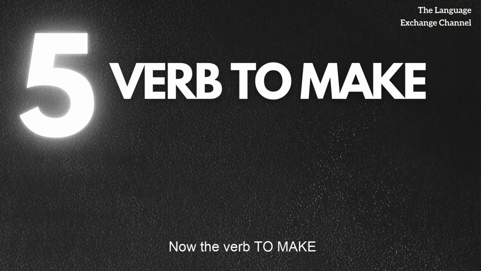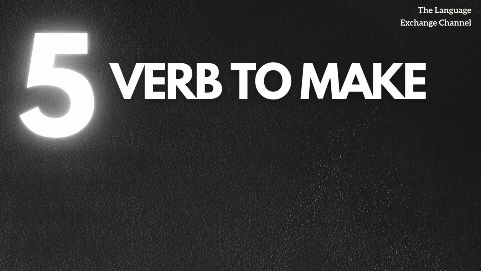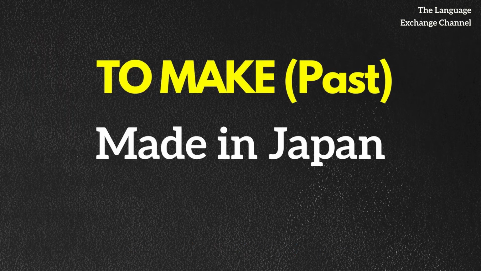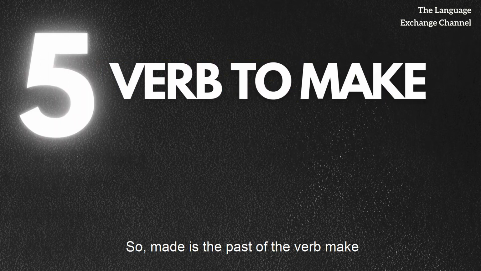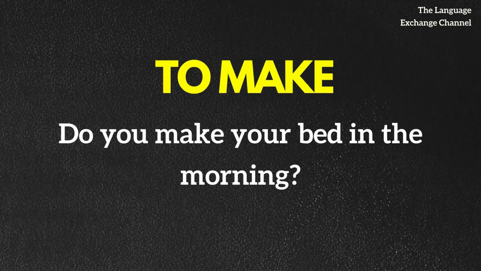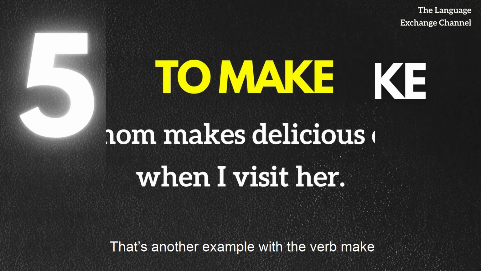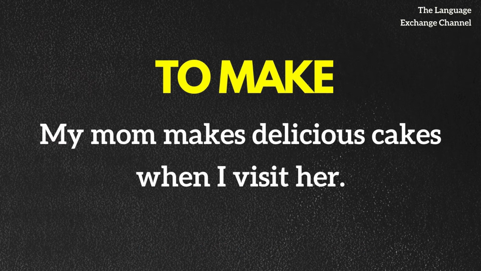Now the verb to make. The same idea of the verb to do in meaning. The verb to make is in many places. For example, when you buy a pair of shoes, usually you see made in Japan, for example. So made is the past of the verb make. Do you make your bed in the morning? That's another example with the verb make. My mom makes delicious cakes when I visit her.